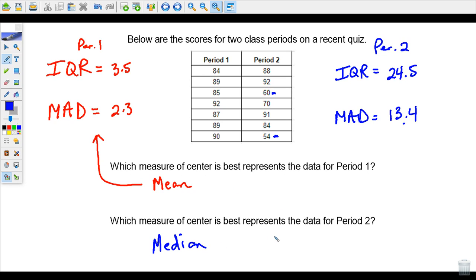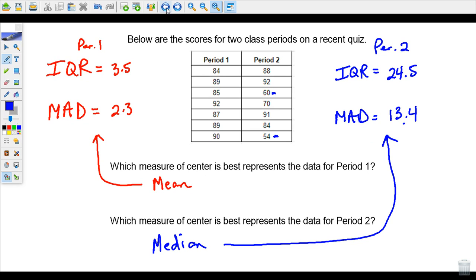And again, I would write this in complete sentences, expressing my whole thought and my justification with it. The measure of center that best represents the data for period 2 is the median because the data is so spread out, or because the data is so inconsistent with an IQR, interquartile range, of 24.5 and a mean absolute deviation of 13.4. So again, the median is a better representation for period 2, and my justification, my evidence, is all based on these numbers right here. Very high numbers here for the interquartile range and the mean absolute deviation.